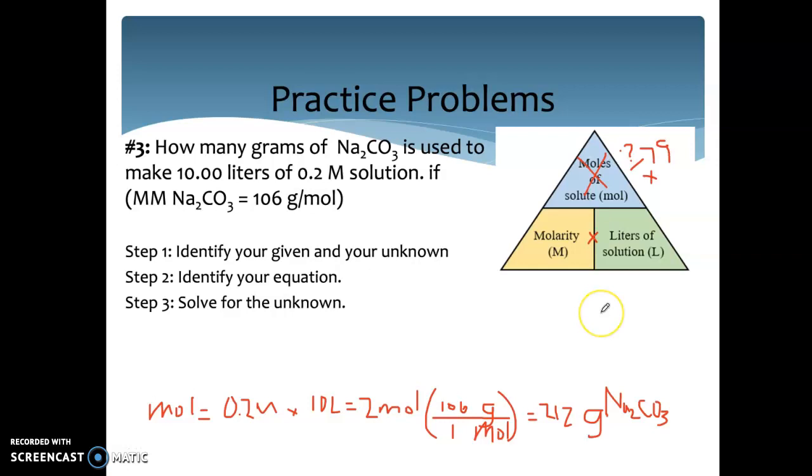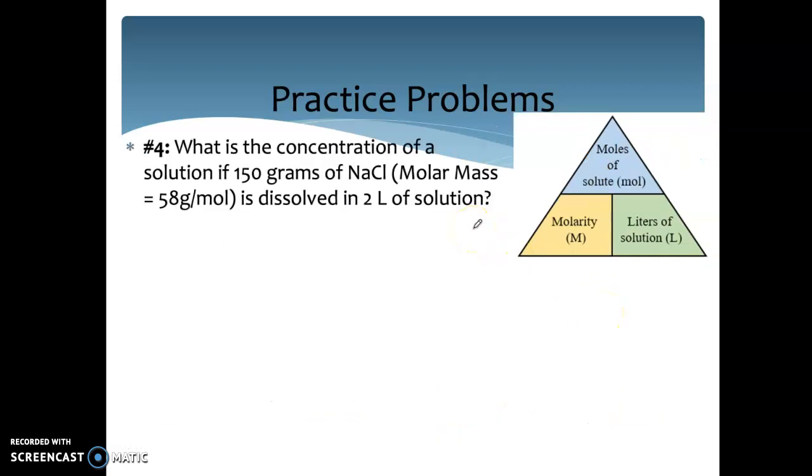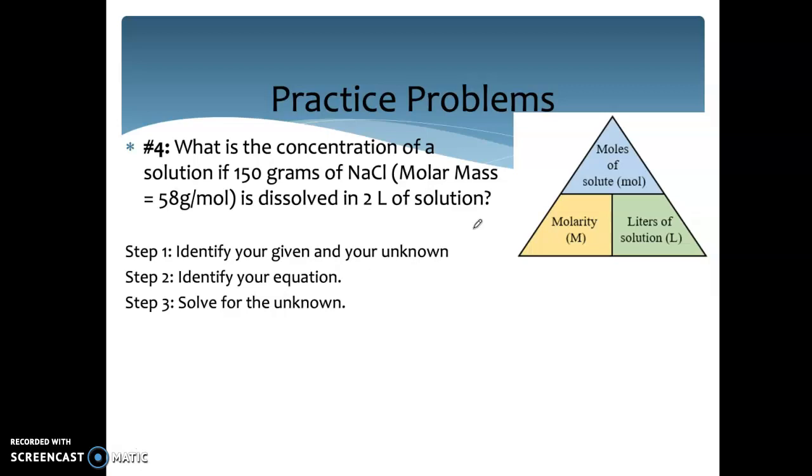Versus this next example, if I have concentration, but I'm starting with grams, and I need to go into moles, I'm going to have to divide by the molar mass. Okay, so let's go through the same process. Identify your given and your unknown, and identify your equation. My givens: I have 150 grams, and I have 2 liters. And it's asking me concentration, so I'm trying to find M.